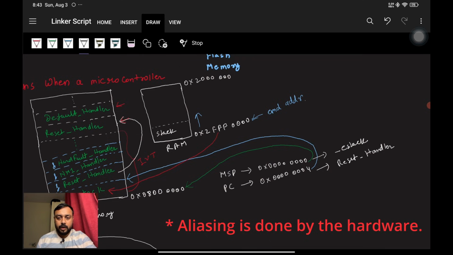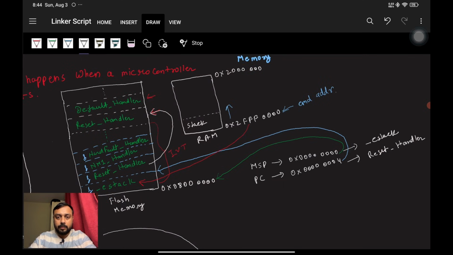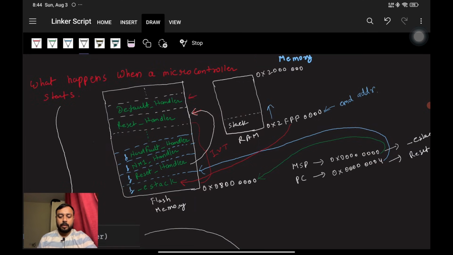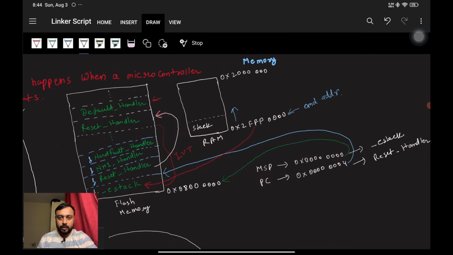As a user, we have to take the responsibility to make sure that the estack and the reset handler are at the proper address. Now we will see how to keep the estack and the reset handler at the proper address, so that at the time of boot up the microcontroller will not face any issue. This is the part where the linker comes in. Using the linker only, we do all these things.